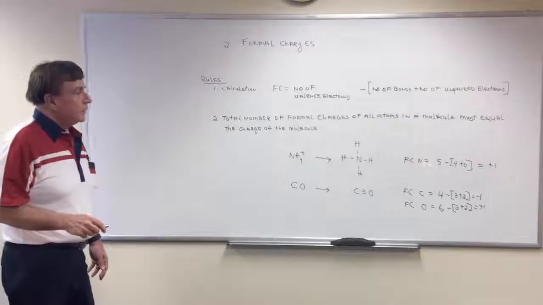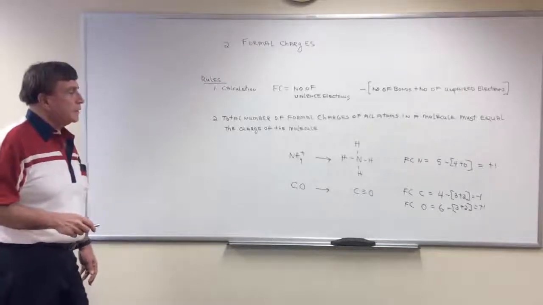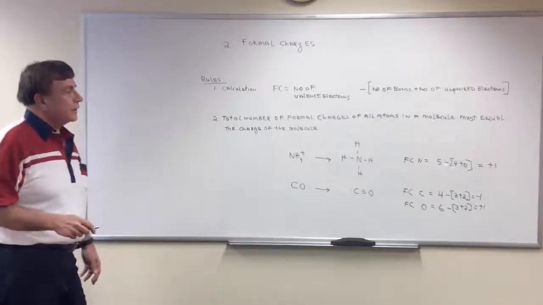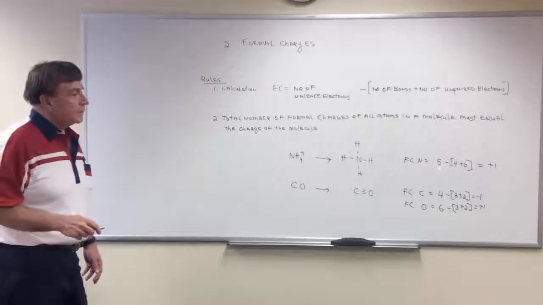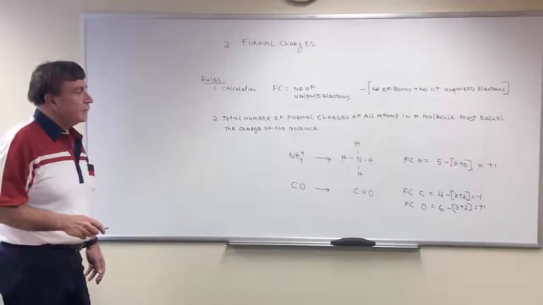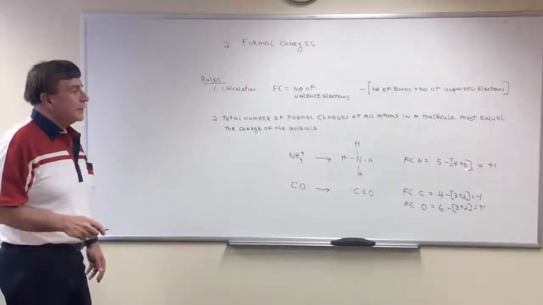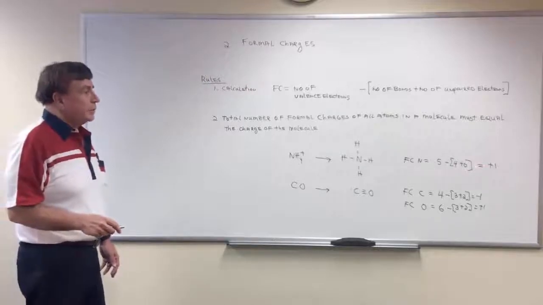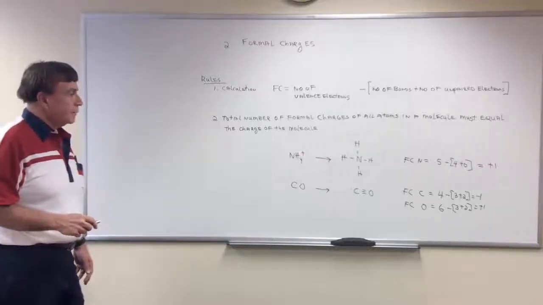So let's do the formal charge of nitrogen. Formal charge of the nitrogen is going to be the number of valence electrons, which is 5, minus the number of bonds, plus the number of unpaired electrons, which gives us a +1, which is equal to this.